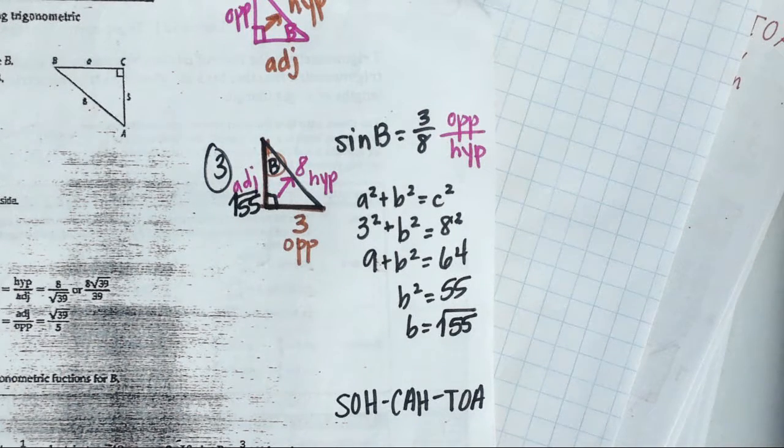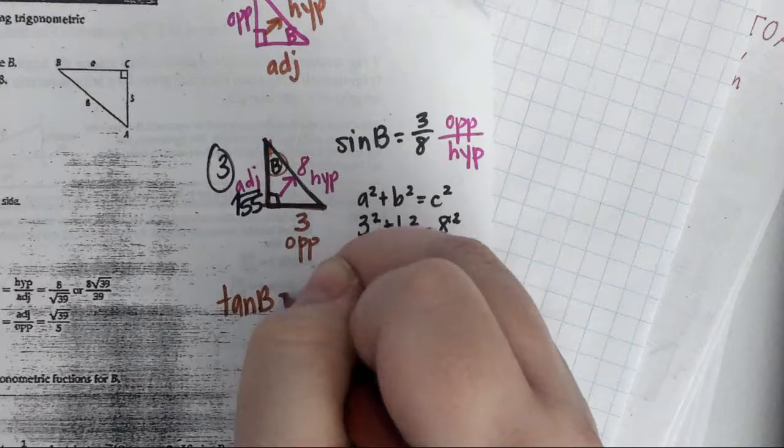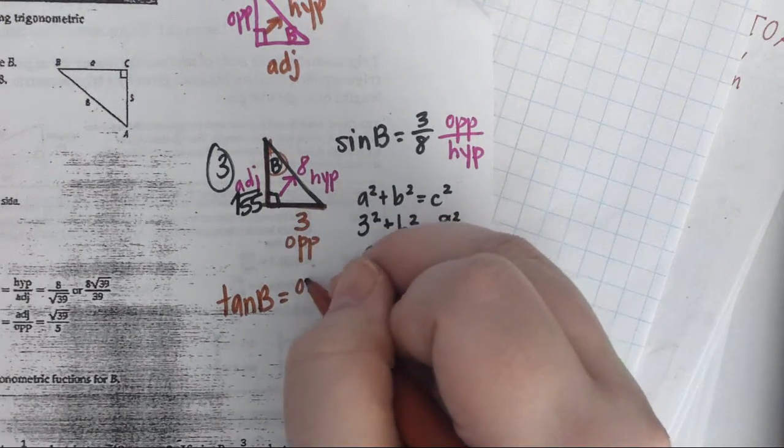And if this was a semester exam, that would be one of the answer choices because our student is like me and he's super excited and he sees square root of 55 as one of the answer choices. He's going to pick it. He's not actually followed directions. They asked for the tangent of B, which is opposite over adjacent.